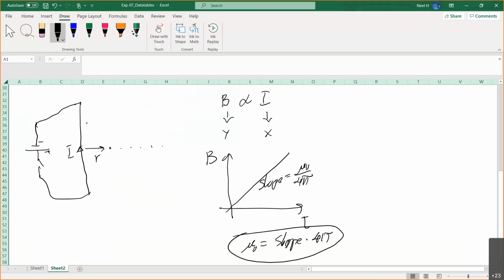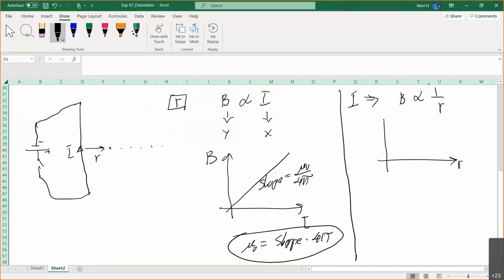So that's one way. When you do that one, R must be constant, okay? So the radial distance must be constant. Another way is that we can do the same measurement again by keeping the current constant but changing the radial distance, then B should be inversely proportional to R. If you do a graph of R versus magnetic field, this should look like an exponential decay graph.